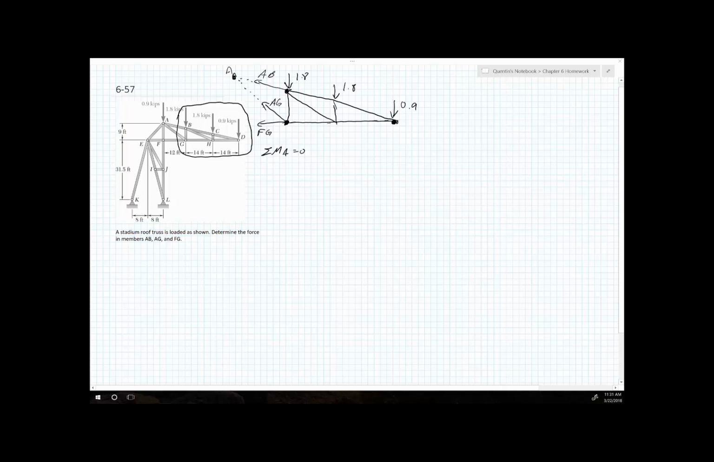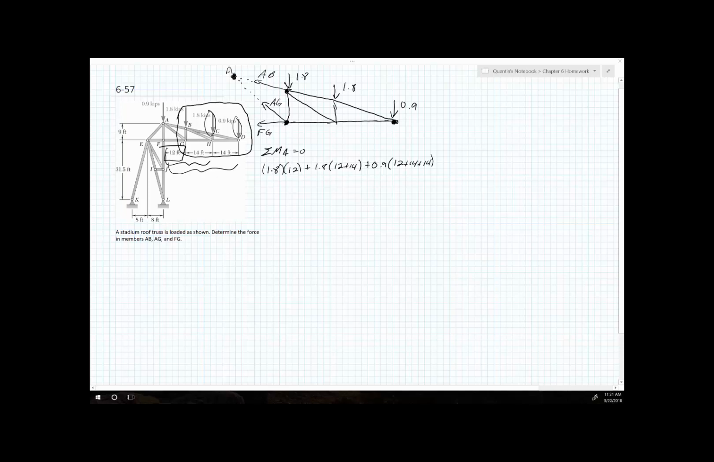So the sum of the moments at A, this point right here. I have 1.8 times 12, this distance right here, plus 1.8 times 12 plus 14. So I'm talking about this force right now, so plus this distance right here, plus 0.9 times 12 plus 14 plus 14. So now I'm talking this distance right here and this force here.